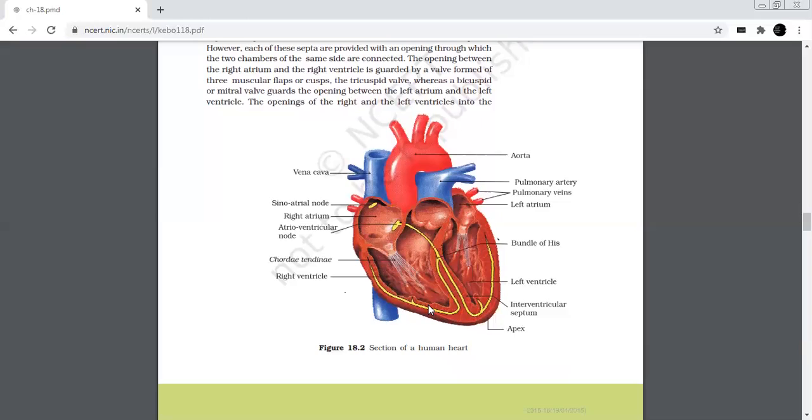Here it is apex. Now let us talk about its protective covering. The heart is protected by a double membrane or a bag called pericardium. The fluid present between the two membranes is called pericardial fluid. This fluid helps in keeping the surface of the heart moist and also protects it from shock and mechanical injury.